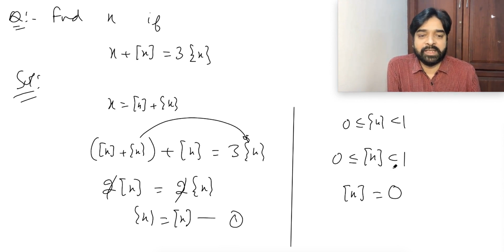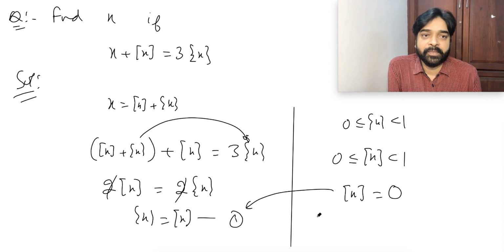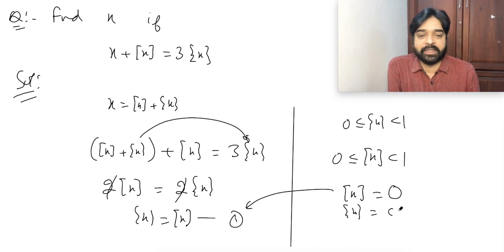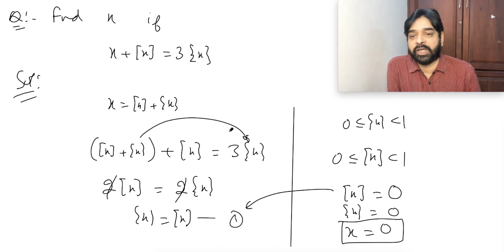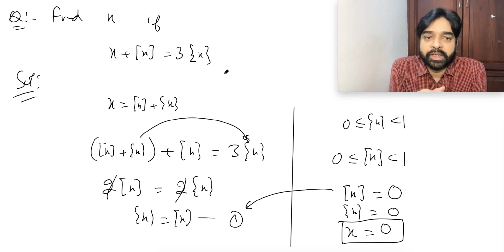Yes or no? 1 is not equal, no? Greatest integer x equals 0, we got it. This value in equation 1 I can substitute, so I will get fractional part of x also 0. If you put it here, the fractional part of x is also 0. So x will be what? x is nothing but this plus this, so 0. So there is only one solution of this equation, that is x equal to 0. Did you understand? Is it clear? Write it quickly.